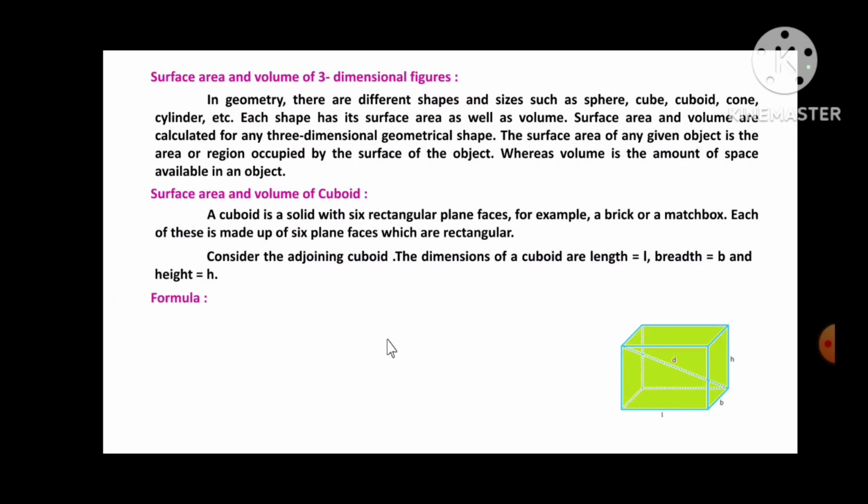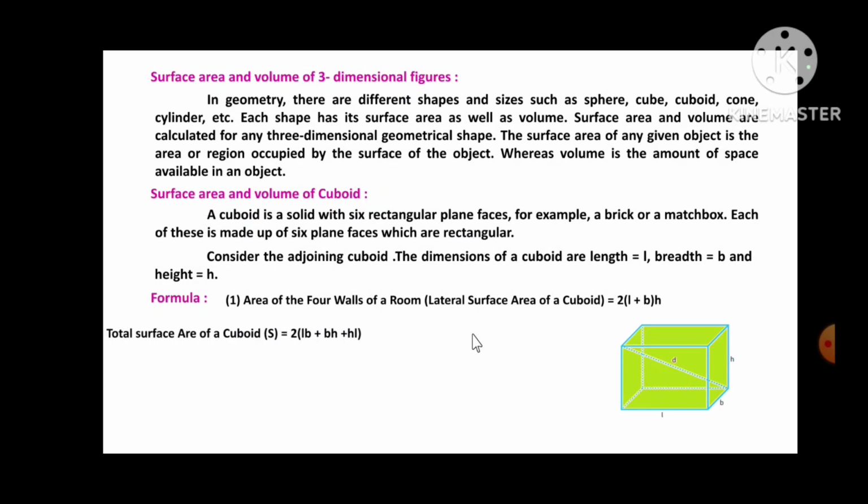So friends, what are the different formulas related to this cuboid? First is the area of the 4 walls of a room. A room is a cuboid shape, so it is also called the lateral surface area of the cuboid, which is 2(L plus B) into H. Second, the total surface area of this cuboid is 2(LB plus BH plus HL). Third, the volume of the cuboid is given as L into B into H.